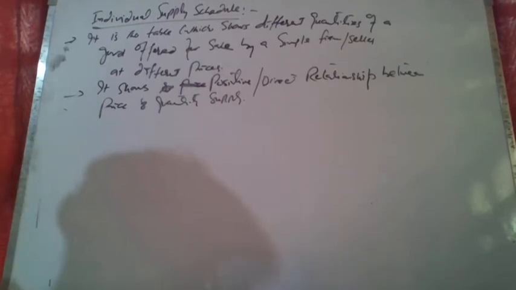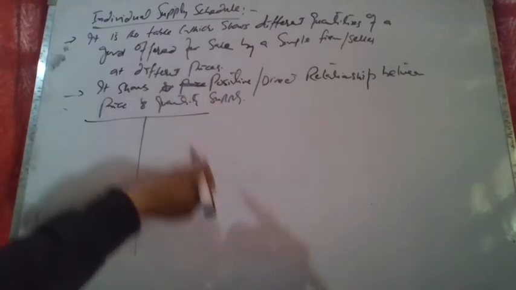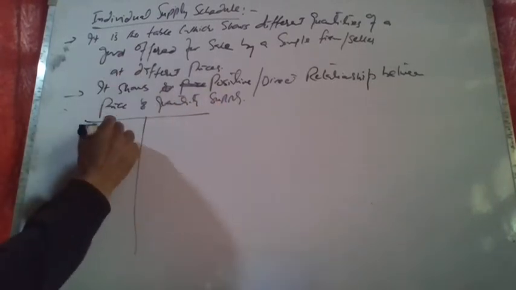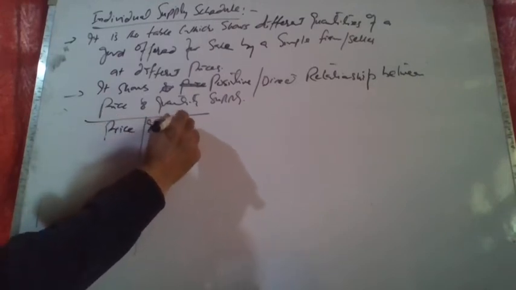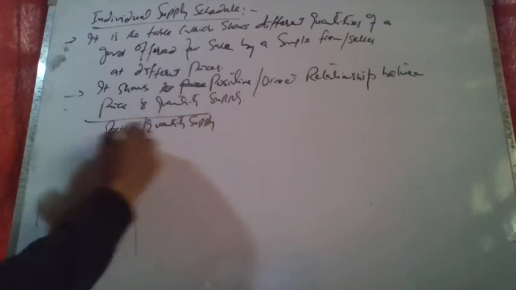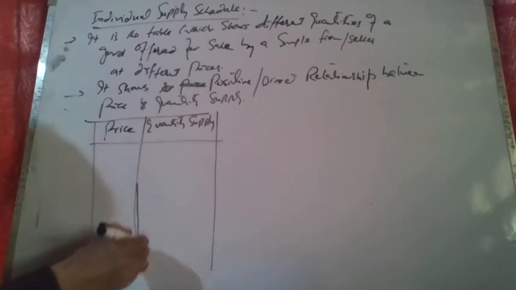Thus, we can say that the tabular form of different quantities offered for sale by an individual firm at different prices in the market is called individual supply schedule. Thus, it shows positive relationship. Positive means when one variable increases, the other also increases. We have price and quantity supplied.